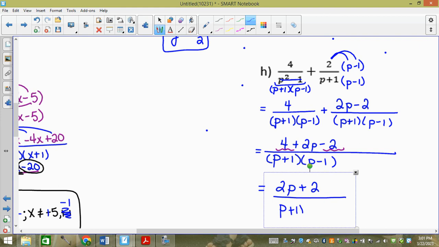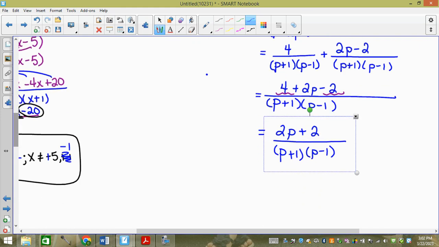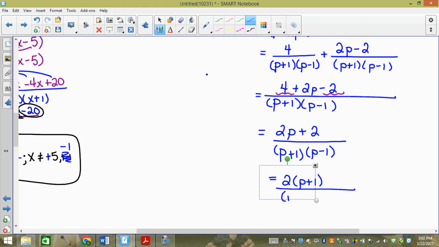Does anyone spot anything I can do further? Take out 2. You take out a 2. And then they'll match. And then I'll want to cancel. Before I cancel, I slap my hand and I say, NPVs. 2, p plus 1, over p plus 1, p minus 1. P can't equal plus or minus 1.